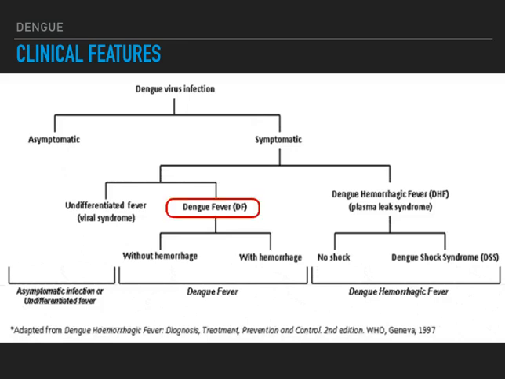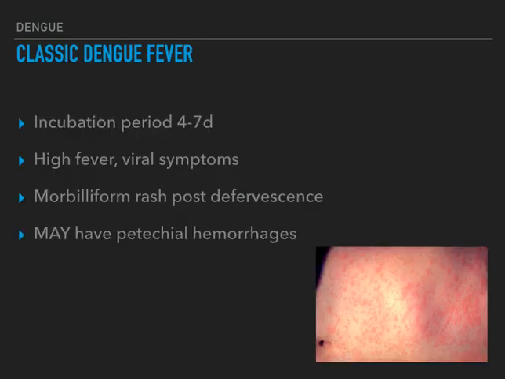So first, let's talk about classic dengue fever. Patients that develop this fever, with or without hemorrhage, are typically older children and adults. The incubation period is about 4 to 7 days, and they're often going to present with viral symptoms, our usual things like headache, myalgias. Conjunctival injection is rare but can occur, as well as retroorbital pain.